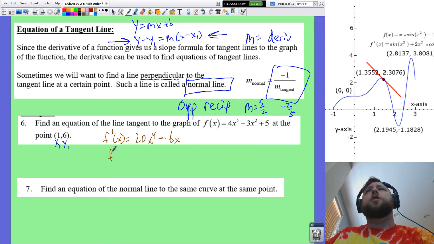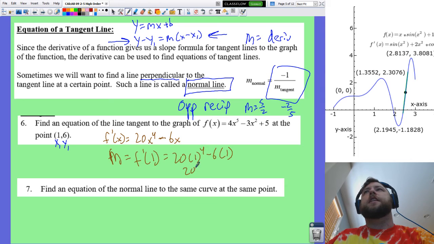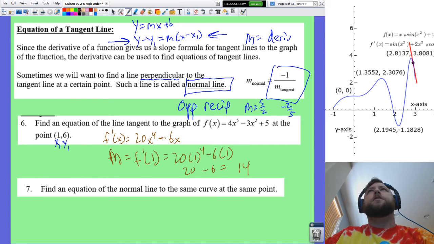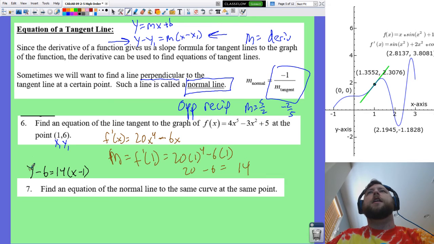So your slope m is going to be f prime of 1, which will be 20 times 1 to the 4th minus 6 times 1. Order of operations, that's 20 minus 6, which is 14. So my equation is going to be y minus 6 equals 14 times x minus 1. I can leave it like that.